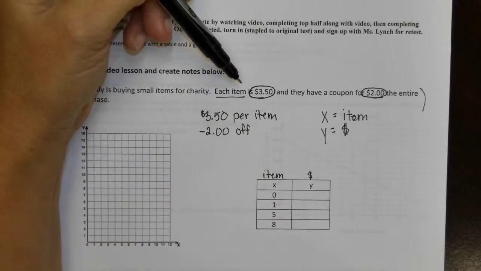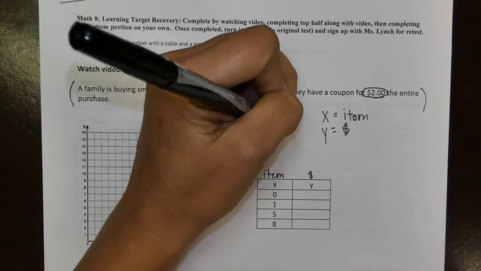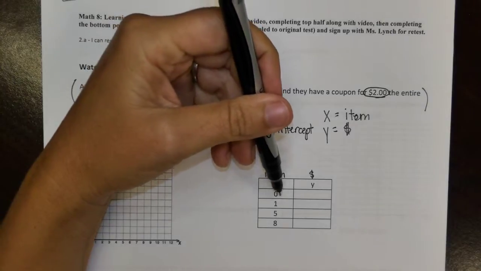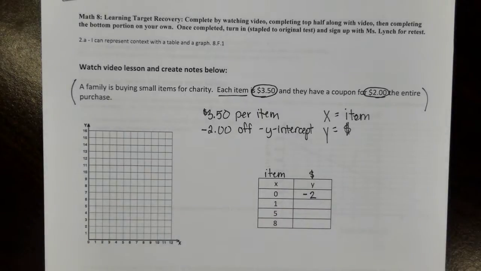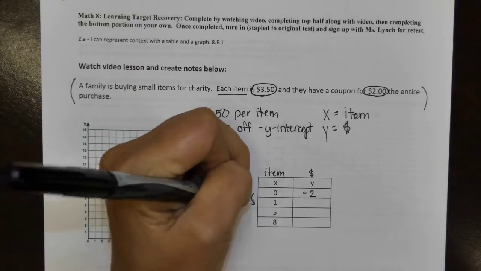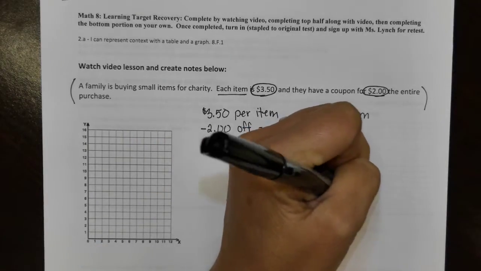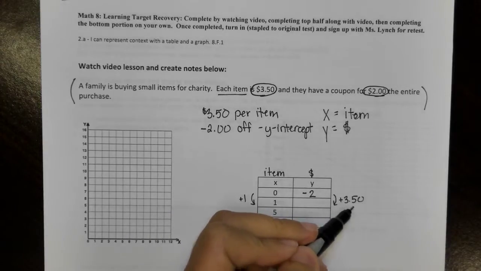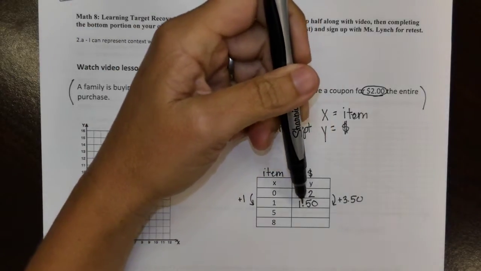Well, first thing that I can do is I can look and say, well, my $2 off, that's my y-intercept. And the way I represent a y-intercept on a table is where x is 0. So when I have 0 items, basically I have negative $2, right? But it's going to be $3.50 for each item. So when I go up by 1 item, I am increasing this by $3.50. Okay, I'm at negative 2. I'm going to increase it by $3.50. So I'm now at $1.50 because the item was $3.50, but I had $2 off.